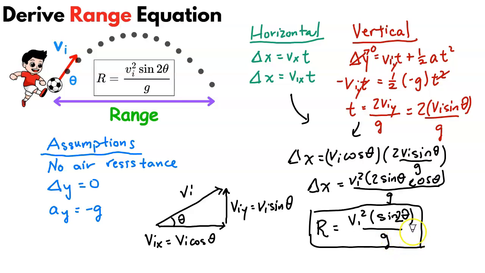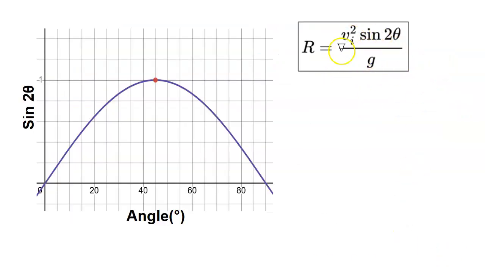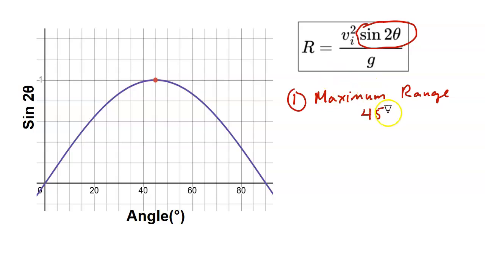Now we're going to use this to figure out what the maximum range would be. So now that we have this range equation, what would the maximum range be? You notice that the range equation has this sine 2 theta, and if we were to graph this, we can see that the maximum is going to be at 45 degrees. So the first thing we notice is that the maximum range is at 45 degrees, and we got that just from graphing this part right here.